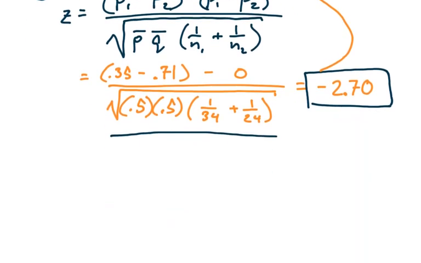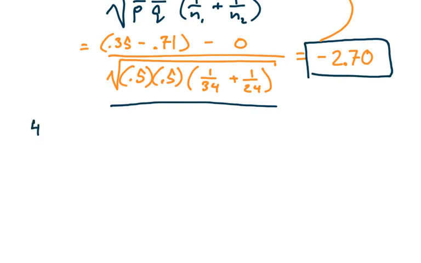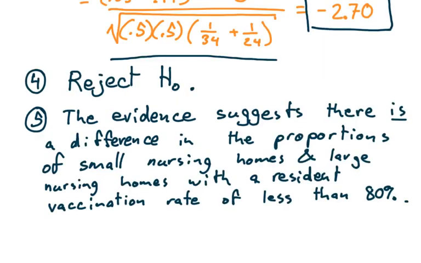So step 4, make the decision: reject the null hypothesis, H subscript 0. Reject that. And then step 5, summarize the results. So in 5, I have written here, the evidence suggests there is a difference in the proportions of small nursing homes and large nursing homes with a resident vaccination rate of less than 80%.